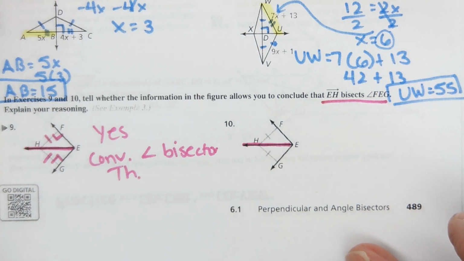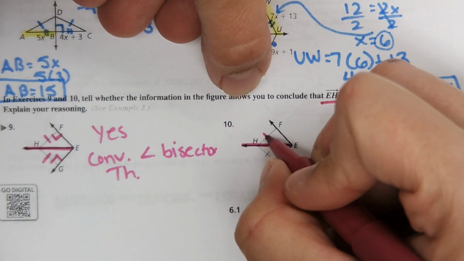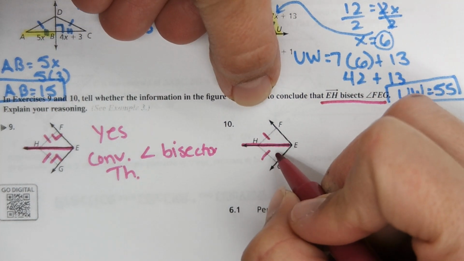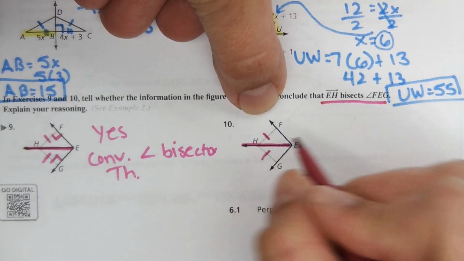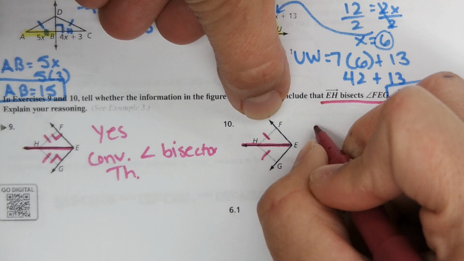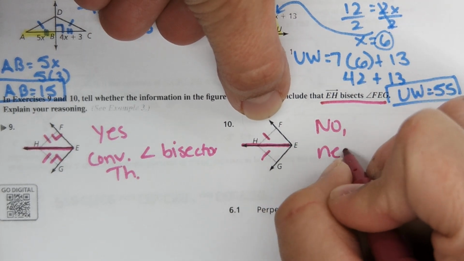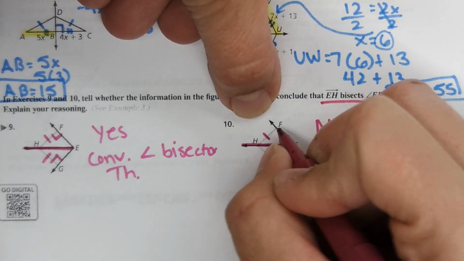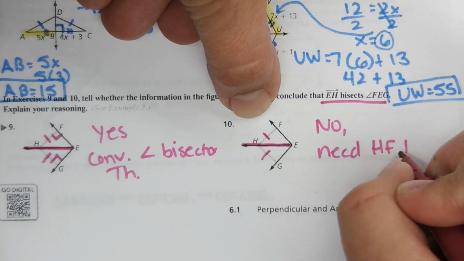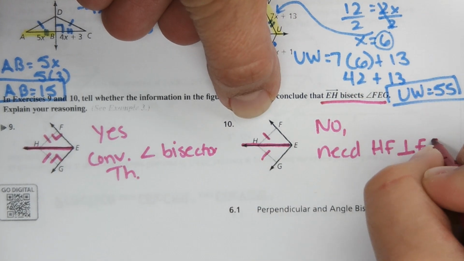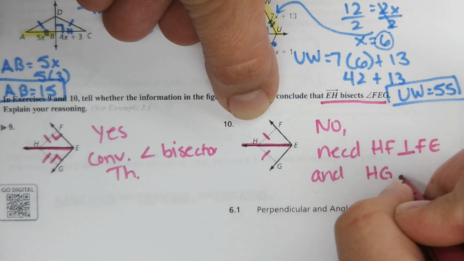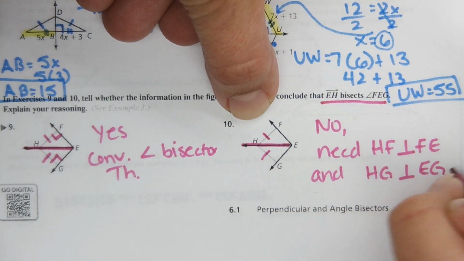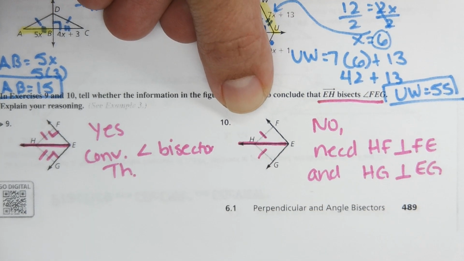Then for 10, it shows these two segments are equal, but it doesn't show that these are perpendicular, so there's not two conditions met to prove that EH is an angle bisector. So no, we need to know that HF is perpendicular to FE, and HG is perpendicular to EG in order to prove that that's an angle bisector.